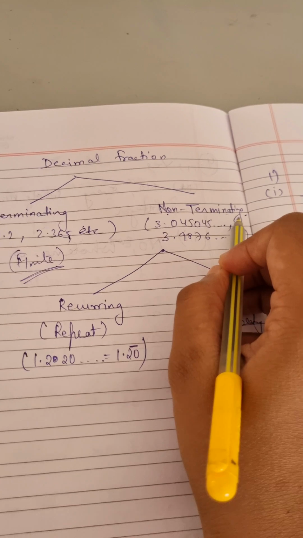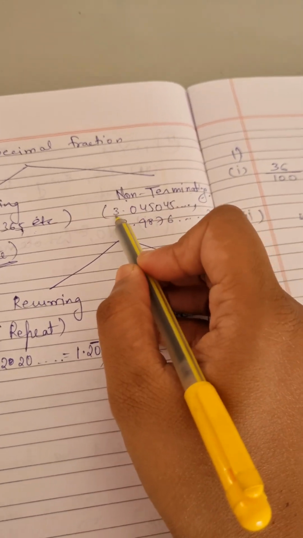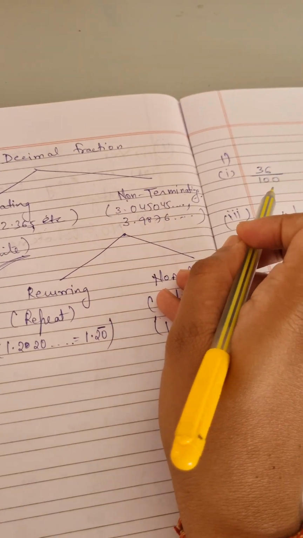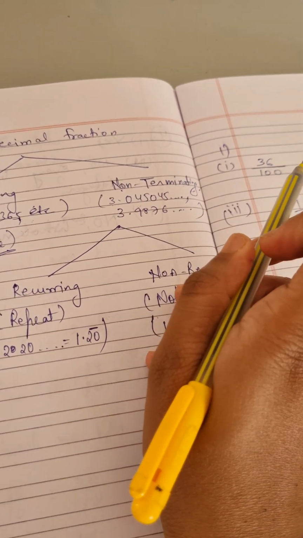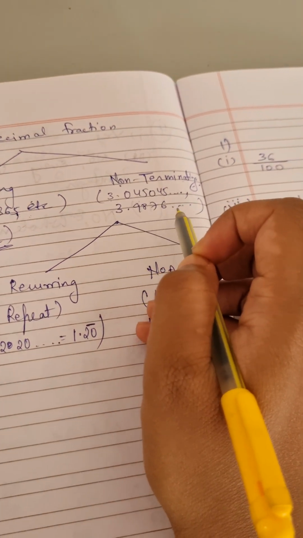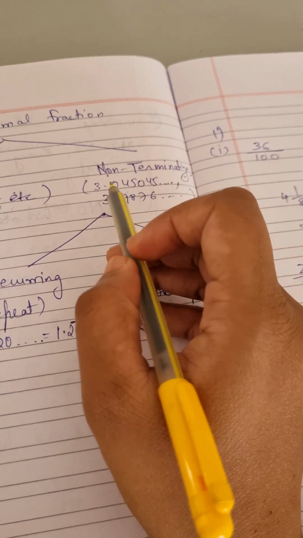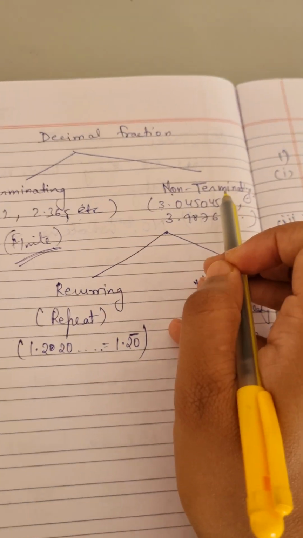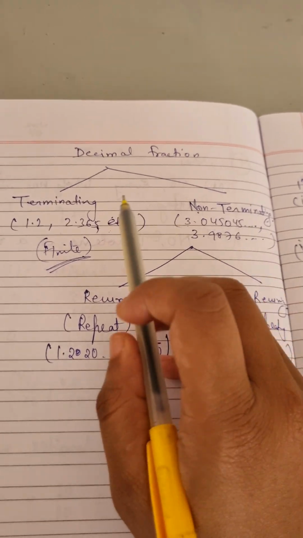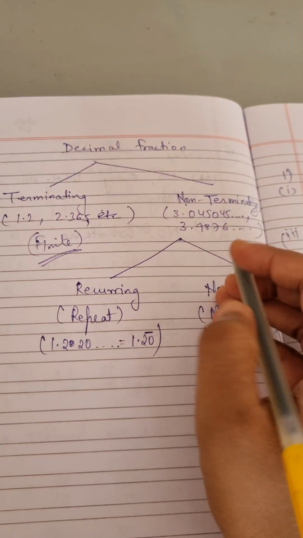And non-terminating means infinite. It will go on infinitely. We cannot count it. Like 3.045, and it goes on and continues. In the same way, 3.9876, other digits will be there, so it will just continue. These are non-terminating. I hope it is clear. A decimal fraction has two parts, terminating and non-terminating. Terminating means finite, non-terminating is infinite.